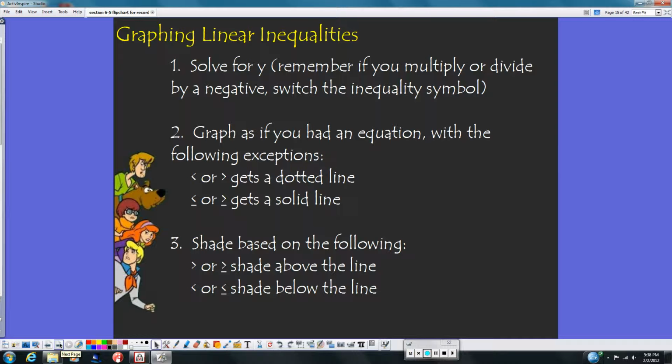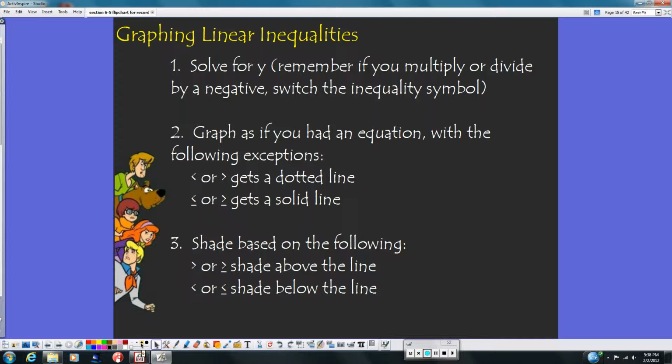Today we're going to be graphing linear inequalities. So your first step is to get y all by itself. Remember, when you're working with inequalities, if you multiply or divide by a negative number, you have to reverse the inequality symbol. Step 2 is to graph as if you had an equation, with the following exceptions.